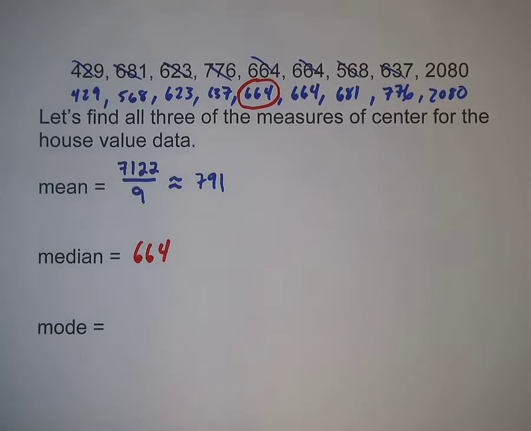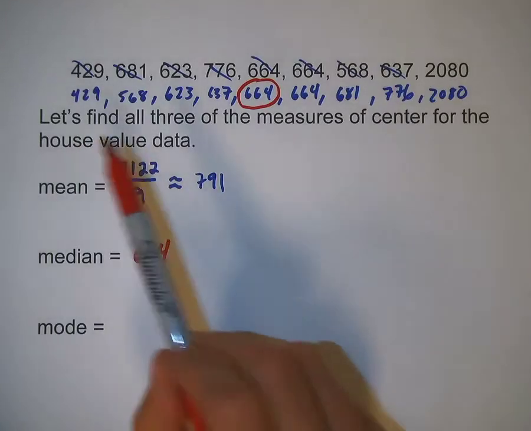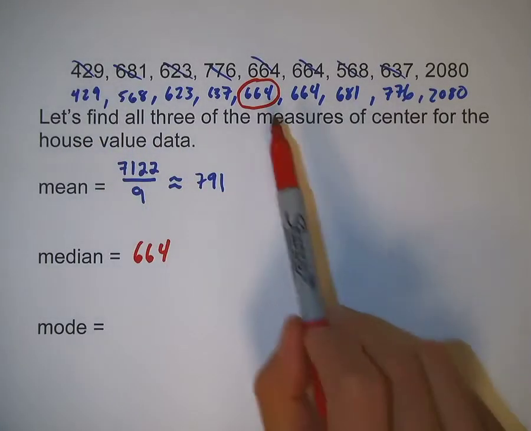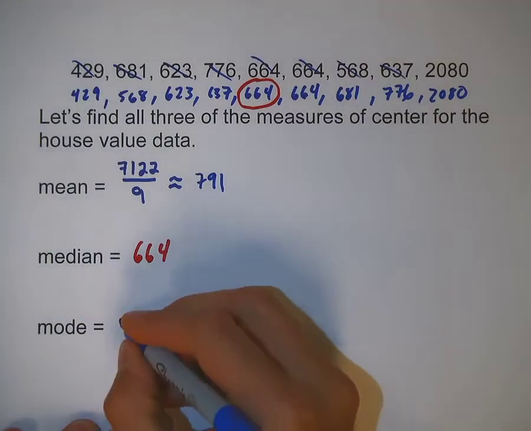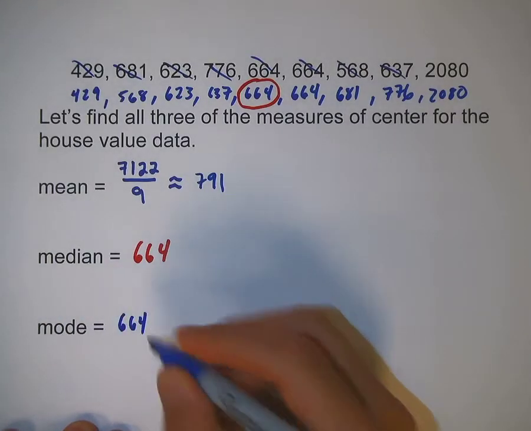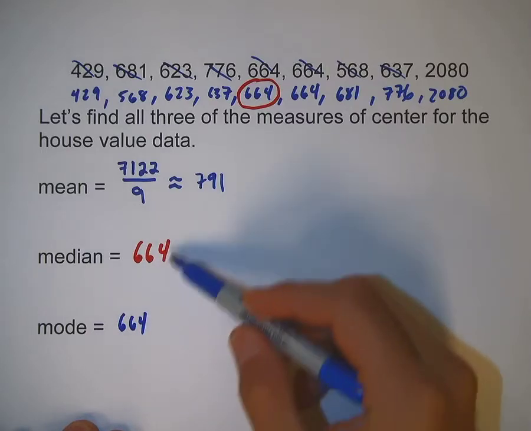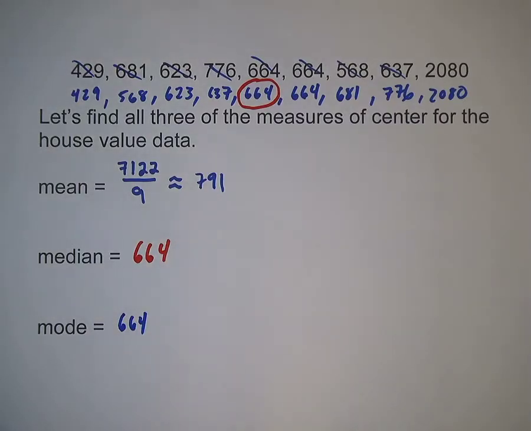Now the mode. The mode is the most frequently occurring number. In this case, there's only one number that's repeated, those 2 houses that were next to each other. So your mode is also 664. It's just a coincidence that these 2 numbers are the same, but still interesting.